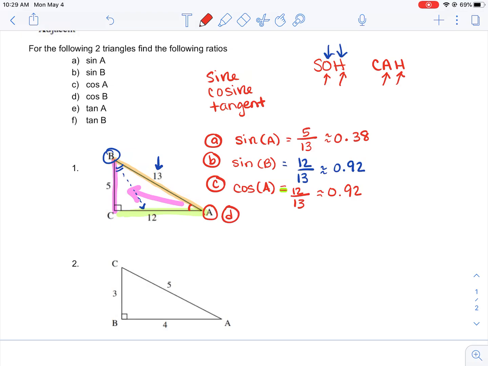Letter D says find the cosine of angle B. So I'm going to go ahead and erase some of these lines in here. That way we're not getting confused. So angle B, cosine again means adjacent over hypotenuse. So the adjacent side to B is 5. And the hypotenuse we said was 13. And if you look, we actually already have that fraction solved for too. We're going to get 0.38.